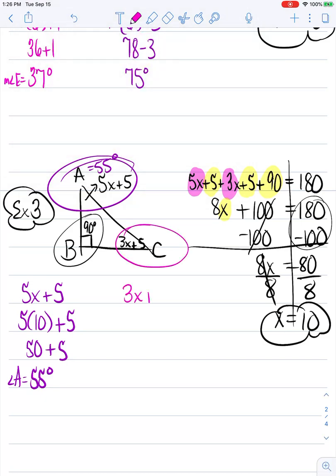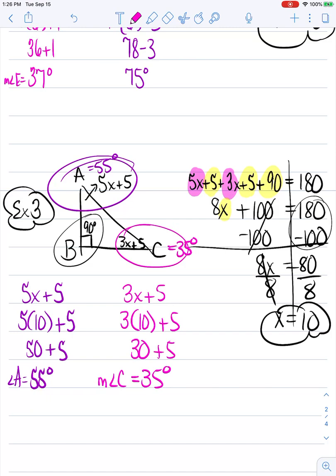C is 3 times x plus 5. X is 10, so 3 times 10 plus 5. 3 times 10 is 30 plus 5. So the measure of angle C is 35 degrees. So remember to follow your steps to find your equation, then find what x is, and then you can find what each angle measures.